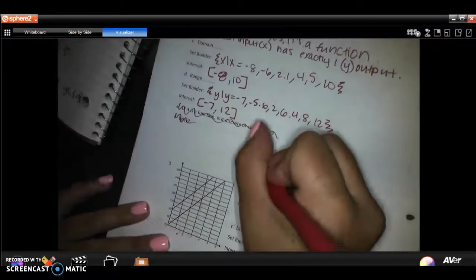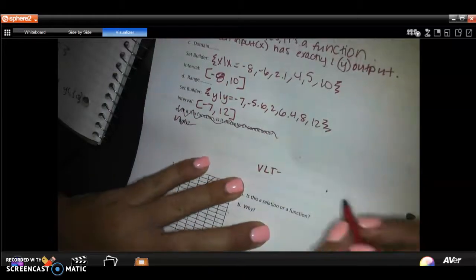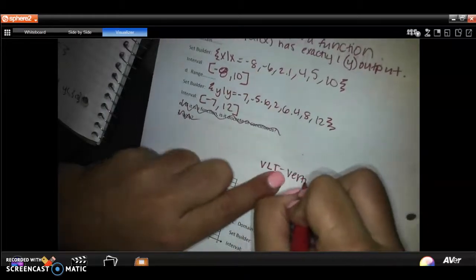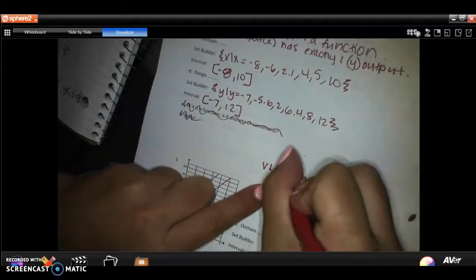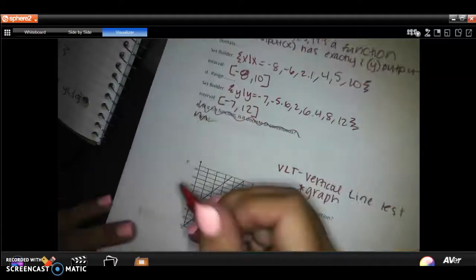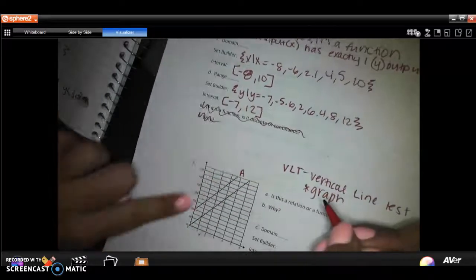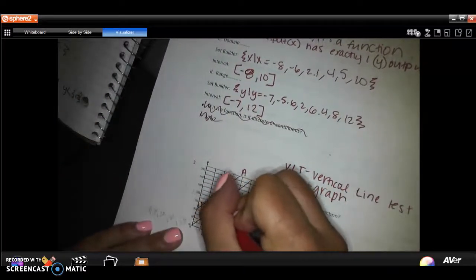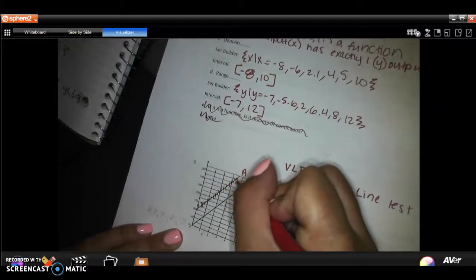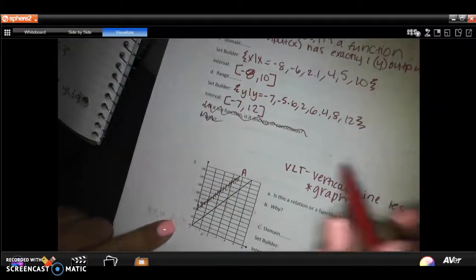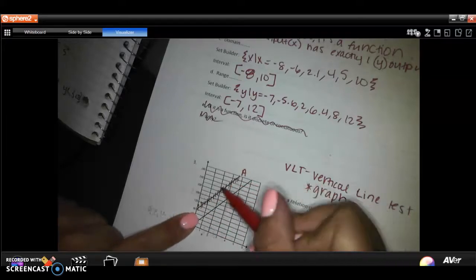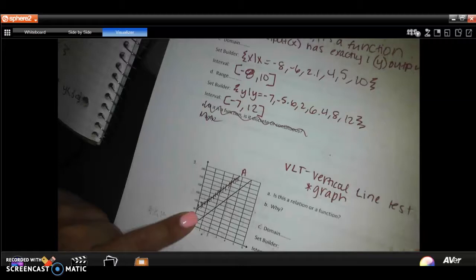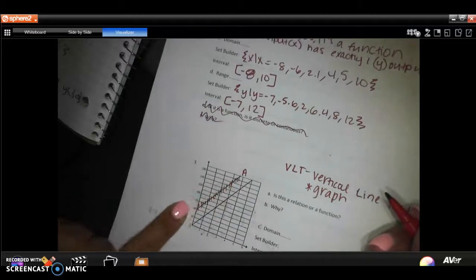All right, number 3. Is this a relation or a function? Well, I'm going to introduce something called the vertical line test. Okay, the VLT, vertical line test, is great when you have a graph. So if you draw a bunch of lines, let's just look at exactly this line right here, A. If I have a bunch of lines that go like this, up and down, they're vertical. If I'm looking at just this line, and it's not hitting more than once, we're not looking at this other line, just this one, each input has exactly one output. So we know this is a function, A.